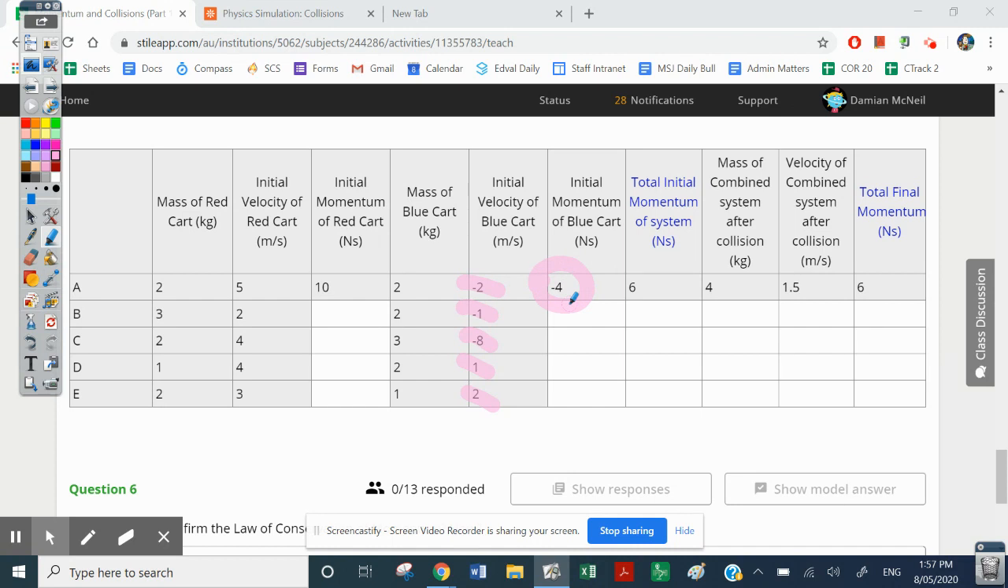Okay. Have a go at doing this simulation, and then once you have it done and you've answered the questions, you can then try the second simulation, which is the next style lesson, which is on elastic collisions and inelastic collisions.